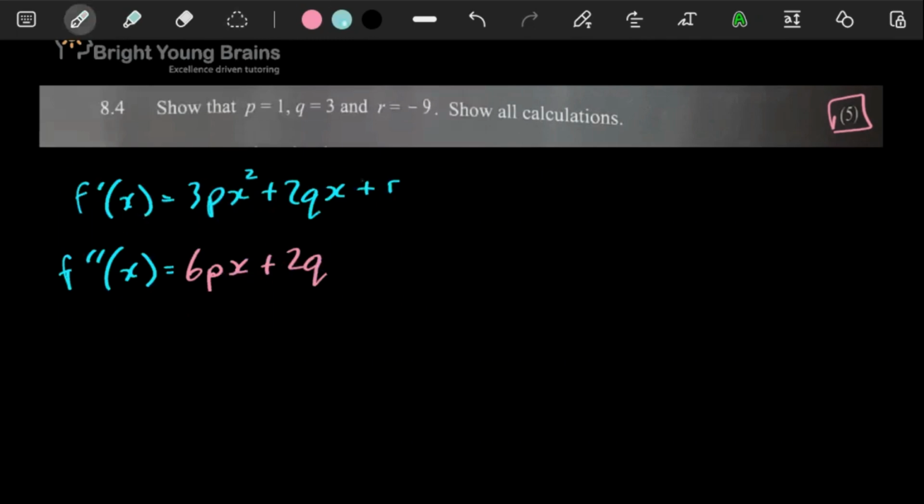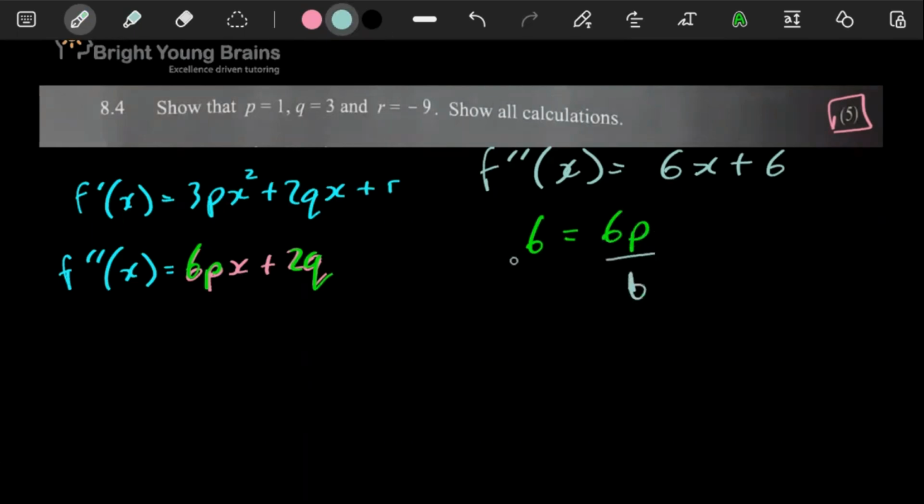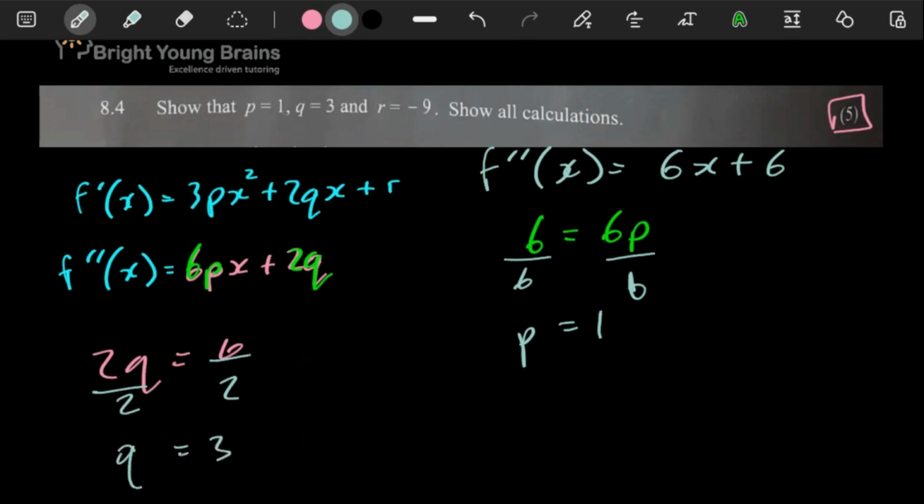This is our first derivative, this is our second derivative. What we fortunately know about our second derivative is that it is 6x plus 6. So what that means is this is like 6p and this is like 2q. We know that 6 is equal to the 6p there, because that's the gradient. If you divide by 6, p is 1, logically. With q, the 2q part is represented by the 6 there. So we divide by 2, and q is equal to 3.